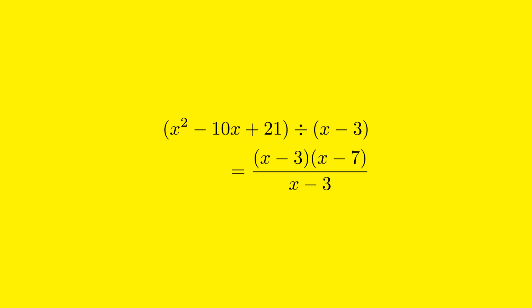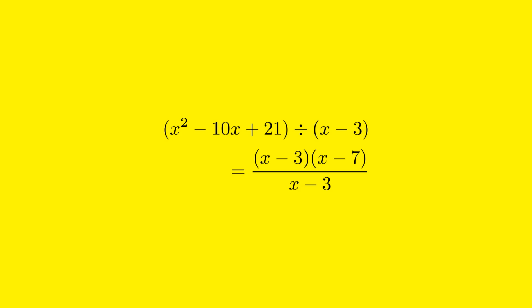The goal is to find two numbers that multiply to give the constant term, which is 21, and add to give the coefficient of the middle term, which is minus 10. To find these numbers, let's consider the factors of 21. The pairs of factors are 1 and 21, and 3 and 7. We need to check which pair of these factors adds up to minus 10. The correct pair is minus 3 and minus 7 because minus 3 times minus 7 equals 21, and minus 3 plus minus 7 equals minus 10.